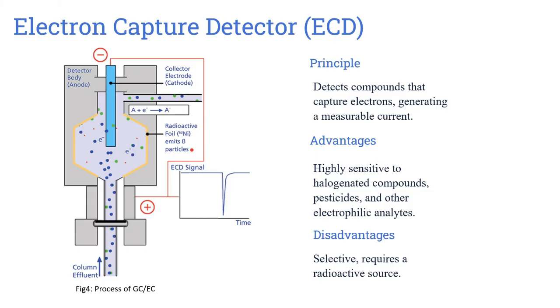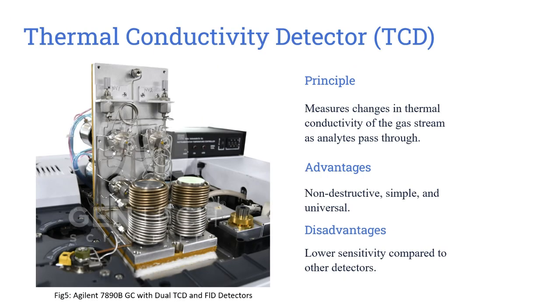The principle is detecting compounds that capture electrons, generating a measurable current. It is highly sensitive to halogenated compounds, peptides, and other electrophilic analytes, but it is selective and requires a radioactive source. The next one is the TCD. The principle is measuring changes in thermal conductivity of gas stream as the analyte passes through. It is non-destructive, simple, and universal, but it has lower sensitivity compared to other detectors.